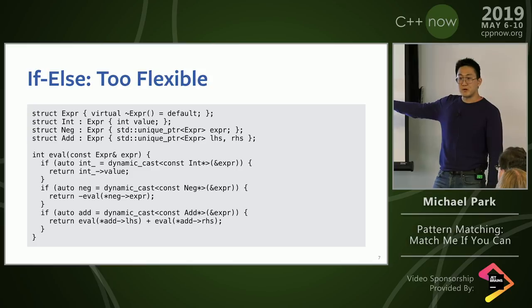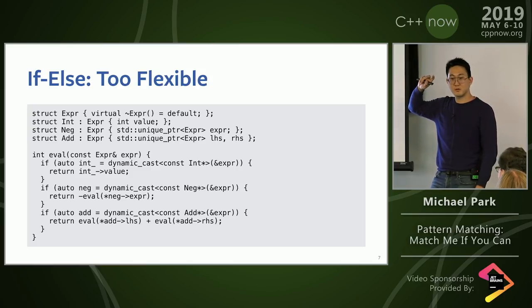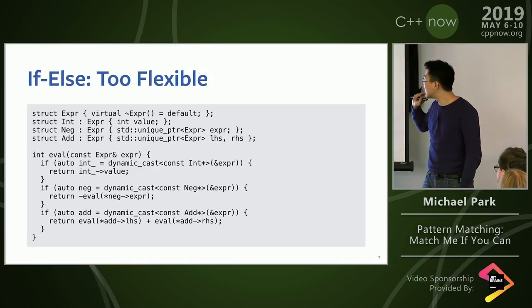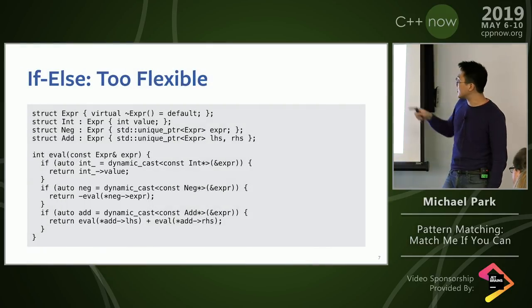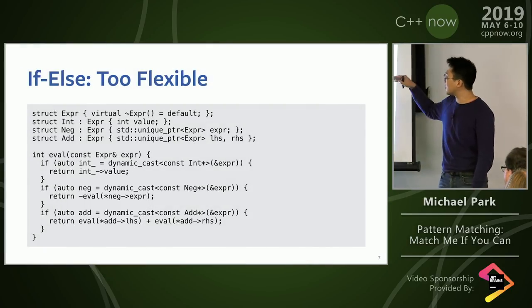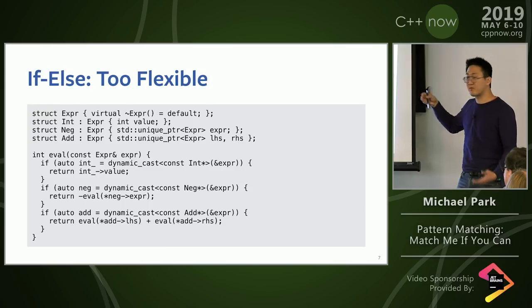So what's the problem here? Somebody shout it out. This one here? Yeah, it's for negation. Yeah, that's for negation. Sorry, let me describe the tree a little bit. So int is just the value, negation is performing negation on the expression, and then adding is adding two expressions.